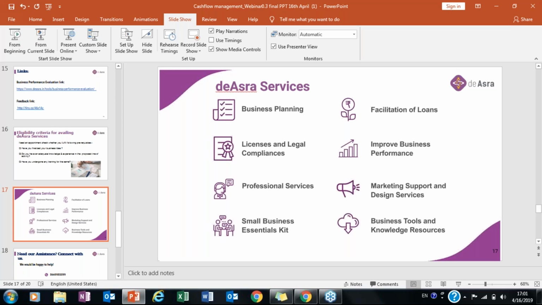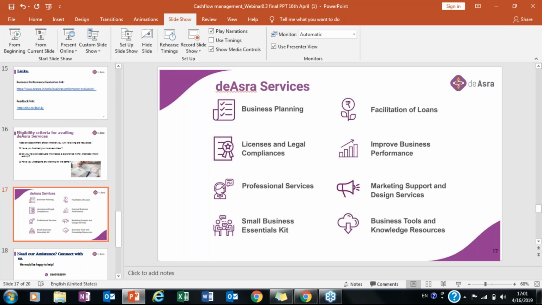Small business essential kit, which is for the major portion of people who require a lot of things such as Shop Act, Udyog Aadhaar, FSSAI registration, and managing your cash flow. We also have a good mentor panel whom you can talk with if you require any kind of business guidance. You can come down to us or you can talk with our mentor panel.